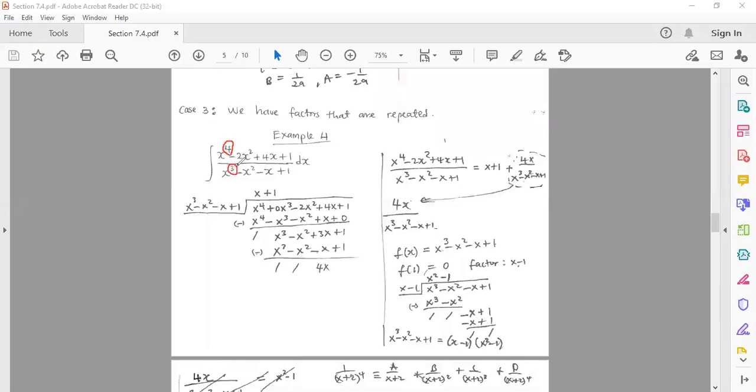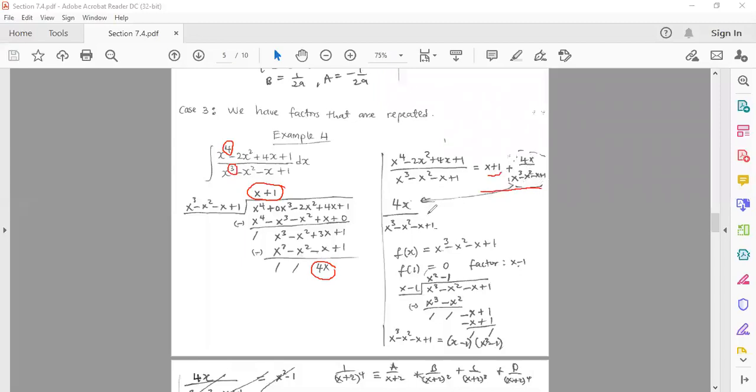Long division. Once the degree of the numerator is greater than or equal to that of the denominator, you start with long division. By now everyone is familiar with how to do long division. If you do it, you get your quotient to be x plus 1, and you get your remainder to be 4x. All right. Like I said, please write it in this form: your quotient plus your remainder over the divisor.